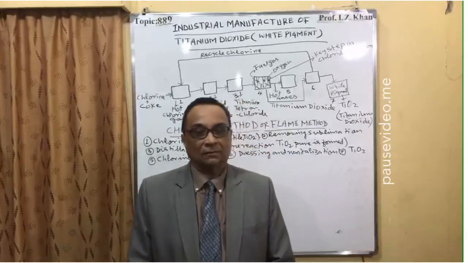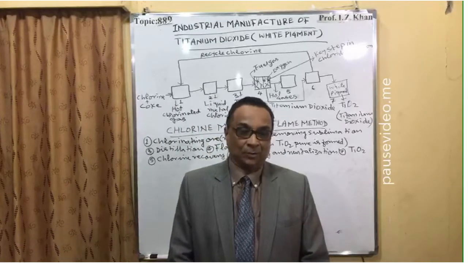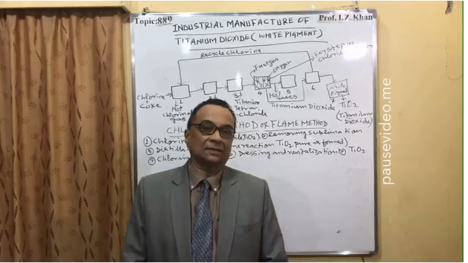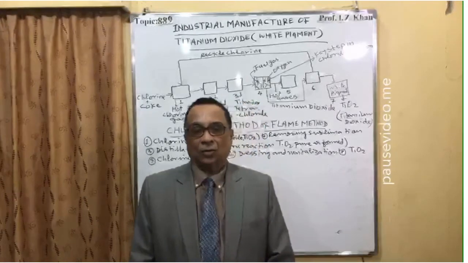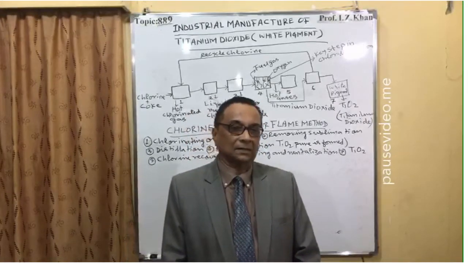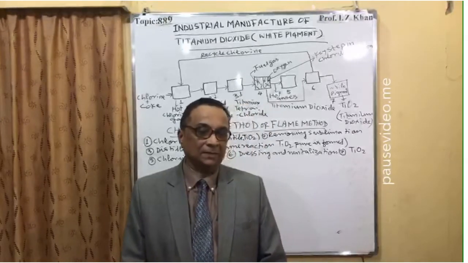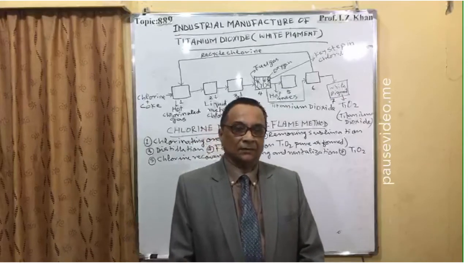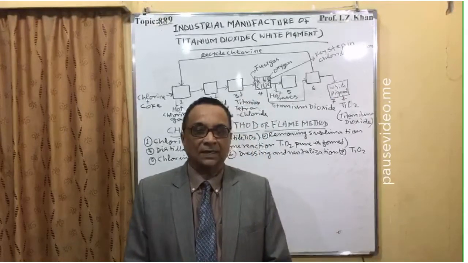and it has two industrial processes to manufacture. One is called the chlorine process, or we generally call it the flame process, and the second one is the sulfuric acid method. The chlorine method is better in the sense that it has only 3 steps, and in the case of the sulfuric acid method there are a lot of steps, almost 13 steps.